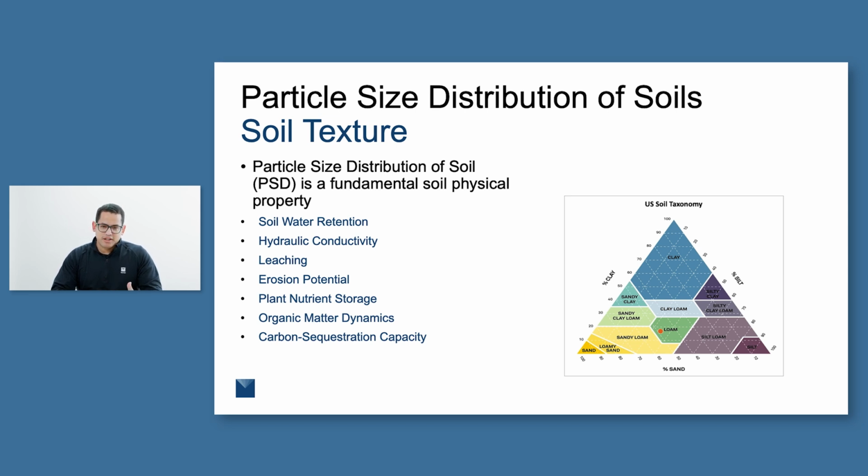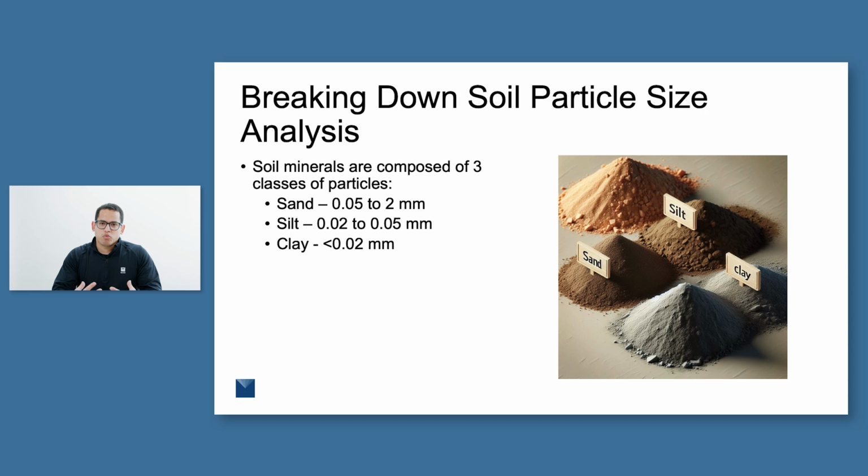And so as we're thinking about that, it's really important to think, what makes up particle size distribution? What is it that we're actually looking at? When we break this down, we're primarily looking at the mineral components of soil, and we're trying to figure out the breakdown, as a percentage based on weight, of the sand fraction, which is the 0.05 to 2 millimeter size soil minerals, the silt fraction, which is the 0.02 to 0.05, and then our clay fraction, which is anything less than 0.02 millimeters.